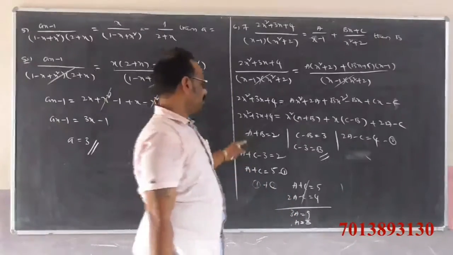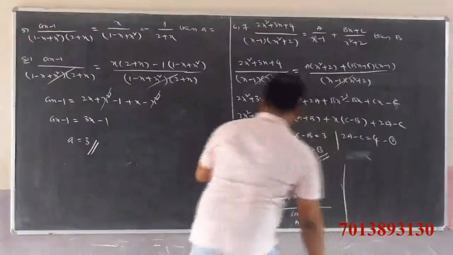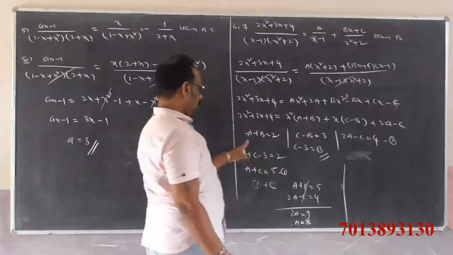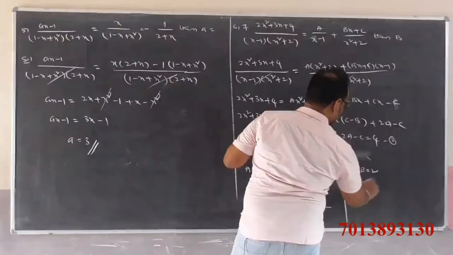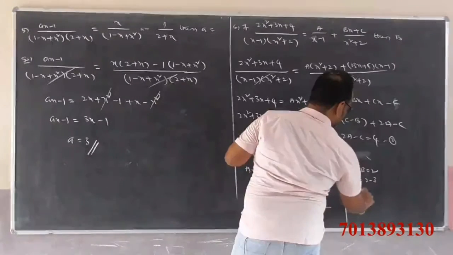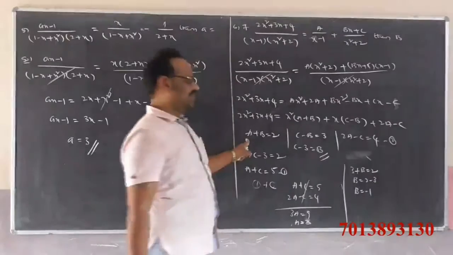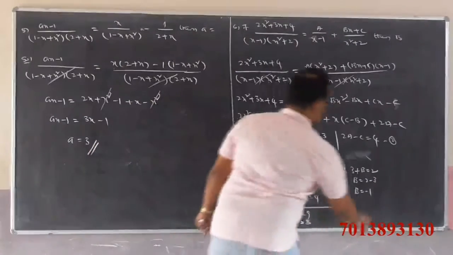So we want b value. A plus b is equal to 2. Substitute a here: 3 plus b is equal to 2. B is equal to 2 minus 3. We get b is equal to minus 1. B value here is minus 1.